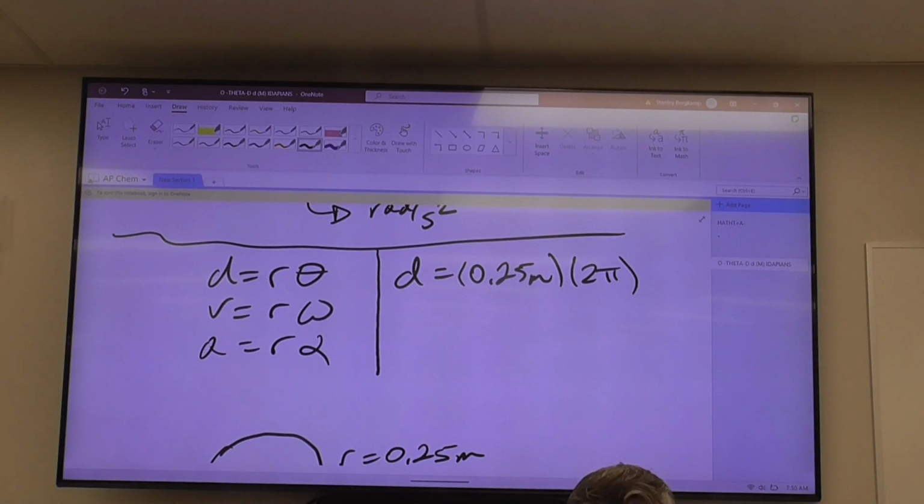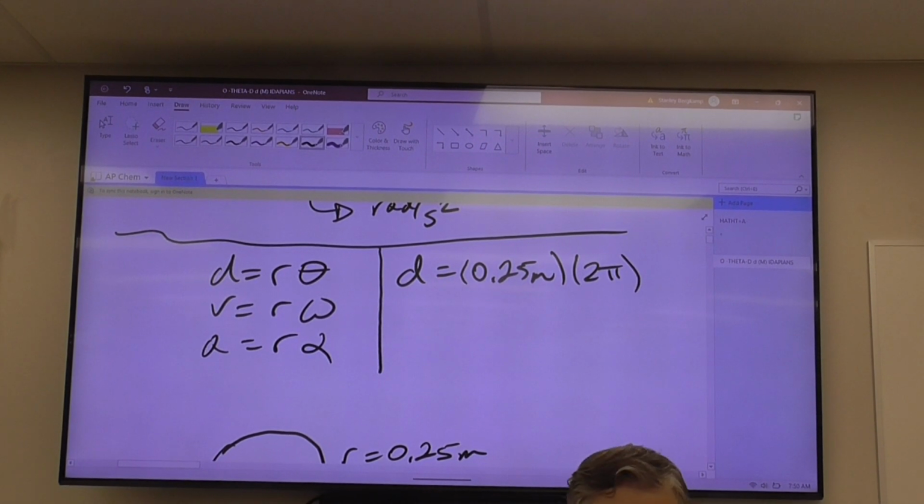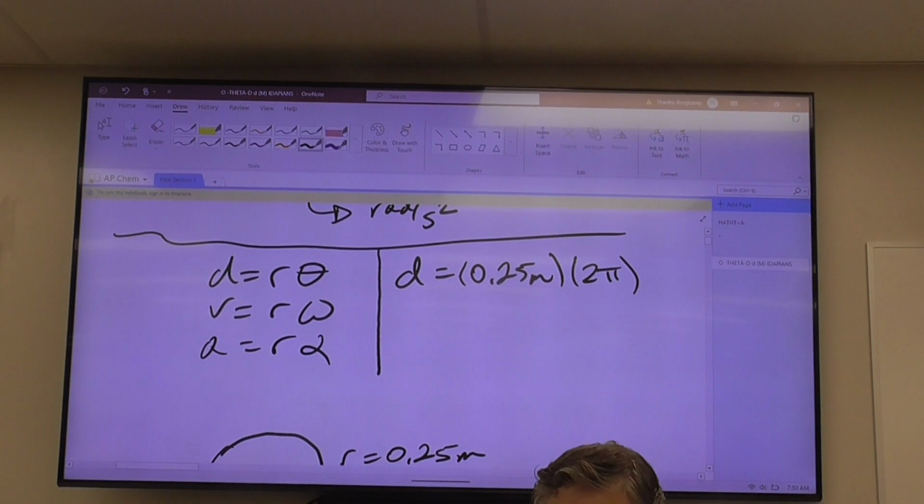Now, here's the other odd thing about this. Once you're dealing with angular motion, sometimes radius is a factor and sometimes radius is not a factor. And that's going to be an important thing to keep track of.